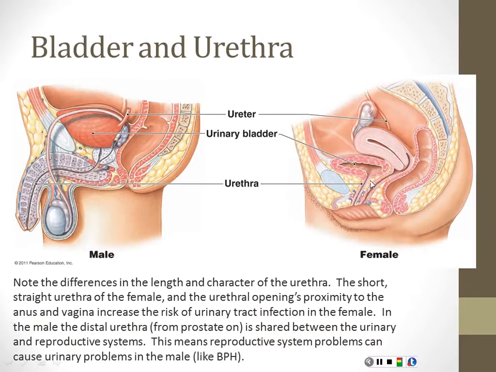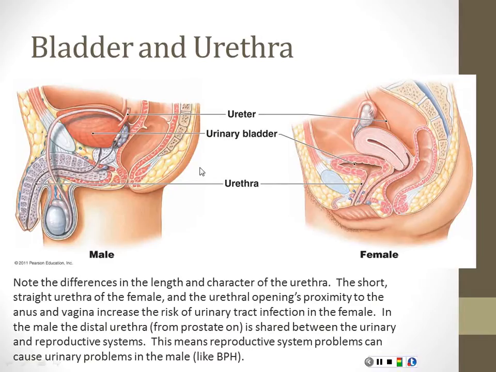So in the female, the urethra is short and straight, right? In the male, it is long and winding. So that gives two different profiles for urinary tract issues between the male and female. The short, straight urethra and its proximity to the bacteria in the vagina and near the anus means that urinary tract infections, particularly bladder infections, are much more common in women than they are in men. It's because bacteria have an easier time making this short, straight journey than the long, winding journey in the male. So urinary tract infections are much more common in women.